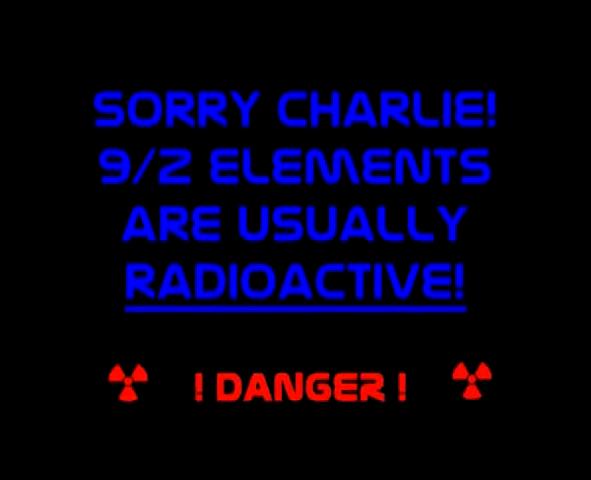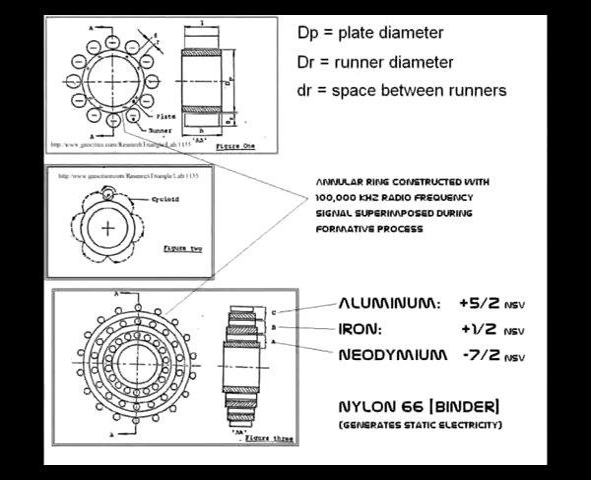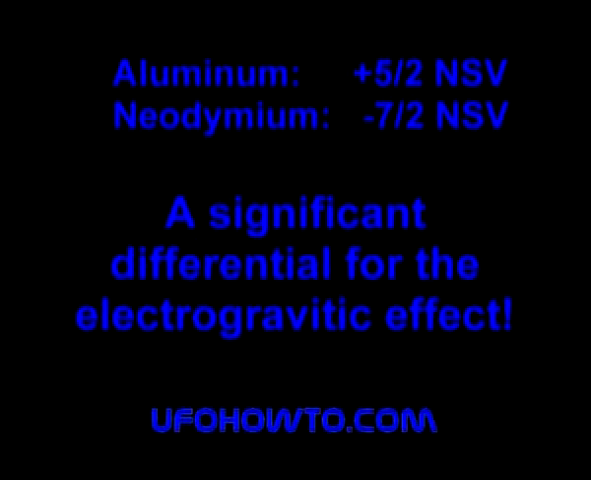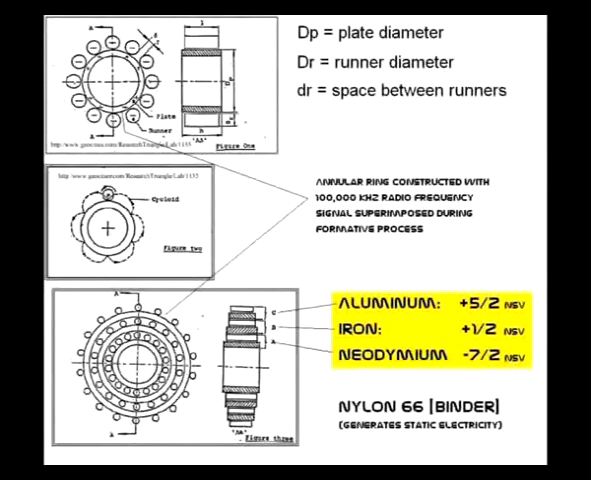In John Searle's levity disk, the runners are constructed of a mixture of aluminum, iron, and neodymium. Neodymium has a negative 7/2 nuclear spin value, and aluminum has a positive 5/2 nuclear spin value. The iron does not have an odd spin; it is a positive 1/2. And then there is nylon that he uses, supposedly as a binder, and he indicates that it's for the generation of static electricity.